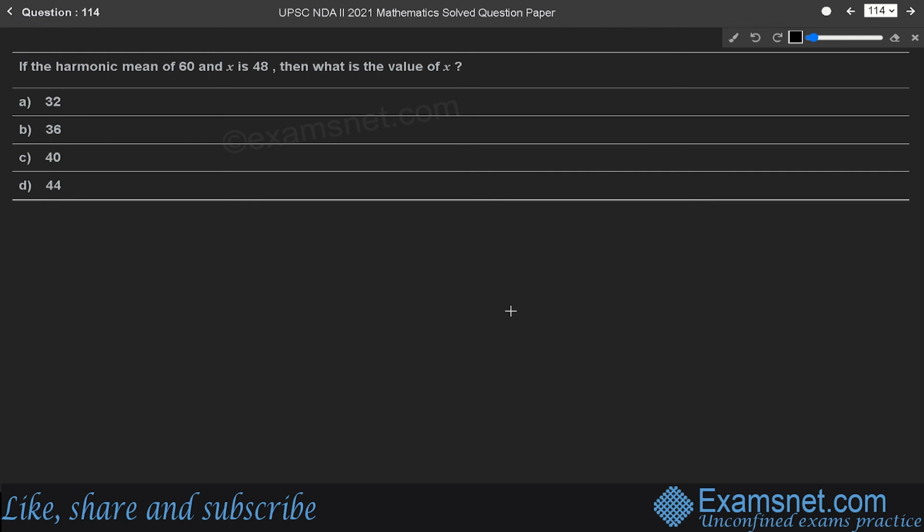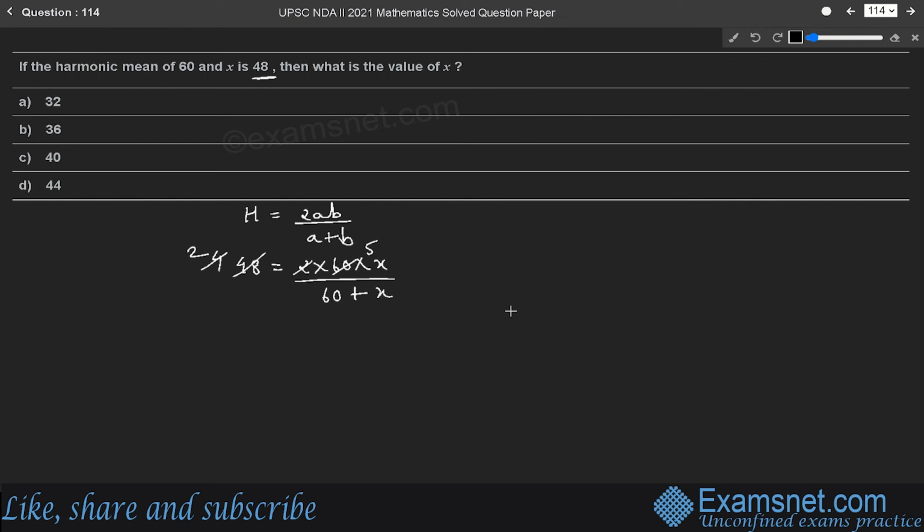Next question is, if the harmonic mean of 60 and x is 48, then what is the value of x? We know that harmonic mean is given by 2ab upon a plus b. Here the harmonic mean is 48. It means that 48 is equal to 2 into 60 into x upon 60 plus x. Now we will cancel the terms. 12 4s are 48, 12 5s are 60, 2 1s are 2 and 2 2s are 4.